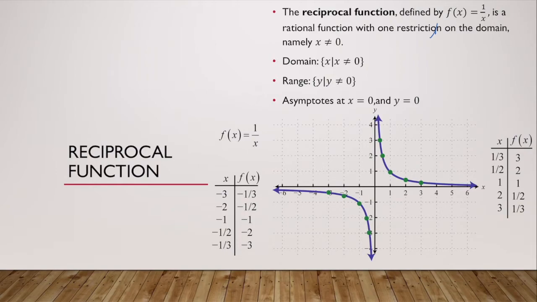Next, we have the reciprocal function. This is a rational function. This is defined as f of x equals 1 over x. And it only has one restriction on the domain, and that's that x can't equal 0. So our domain would be all real numbers except when x is 0. And because the denominator is of higher degree than the numerator, we have an asymptote at y equals 0. So our range also cannot include the value 0.